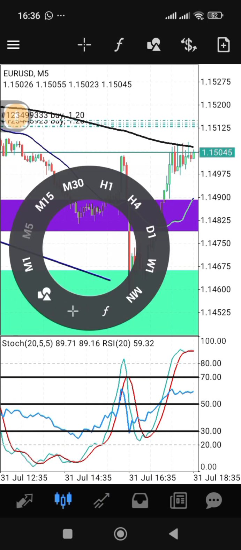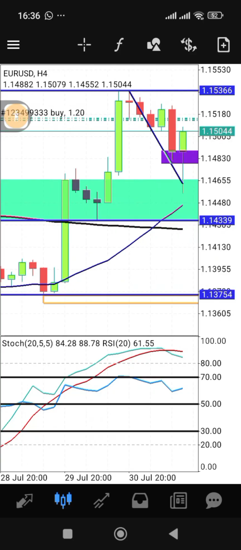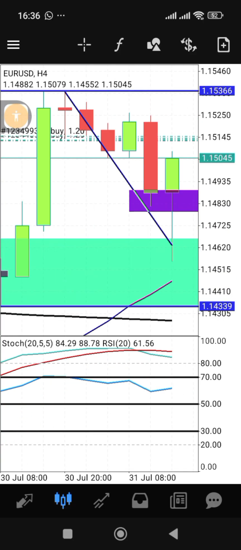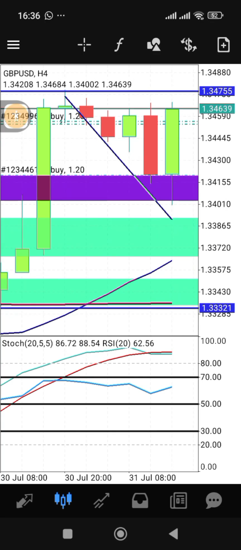EUR AUD. Let's go to 4 hours. This is it. The same pattern. Can you see? CRT, that is the strategy. Let's go to GBP USD. I'm having it too.